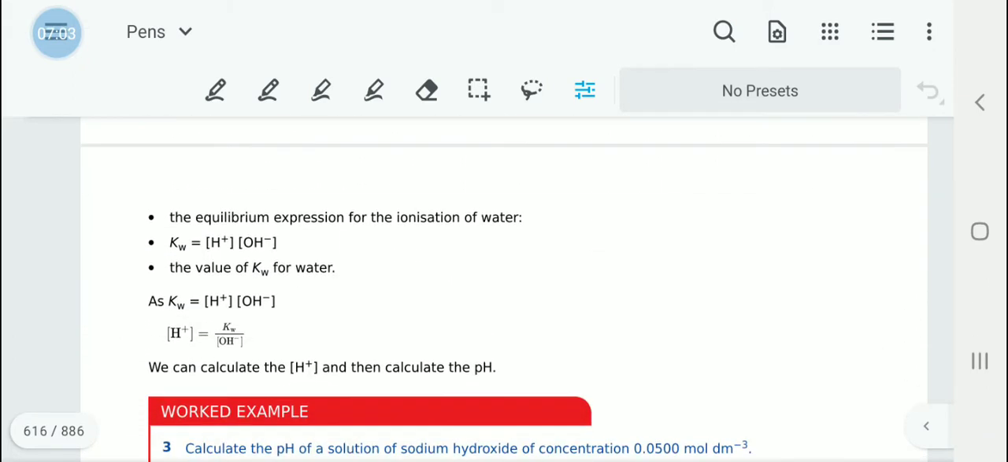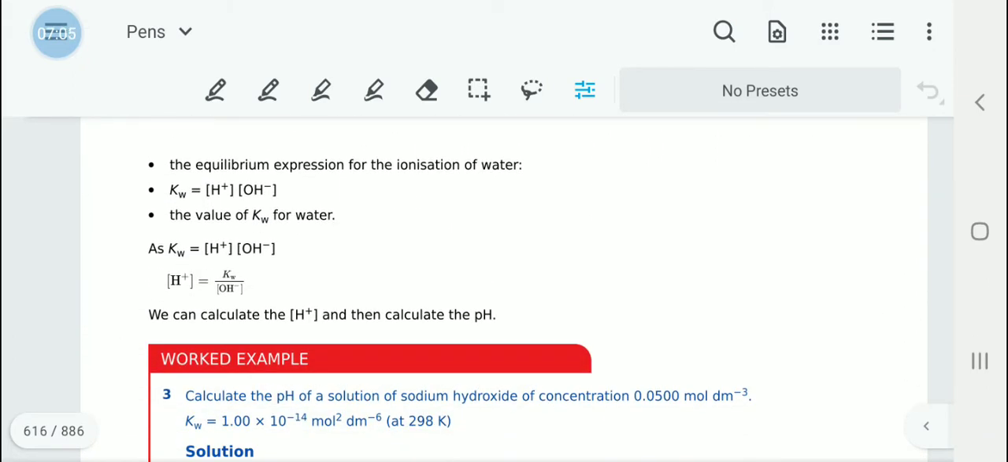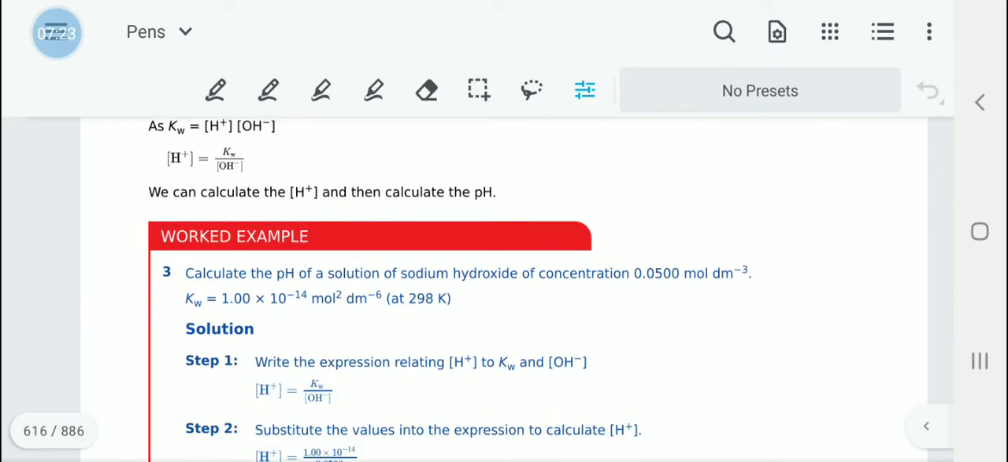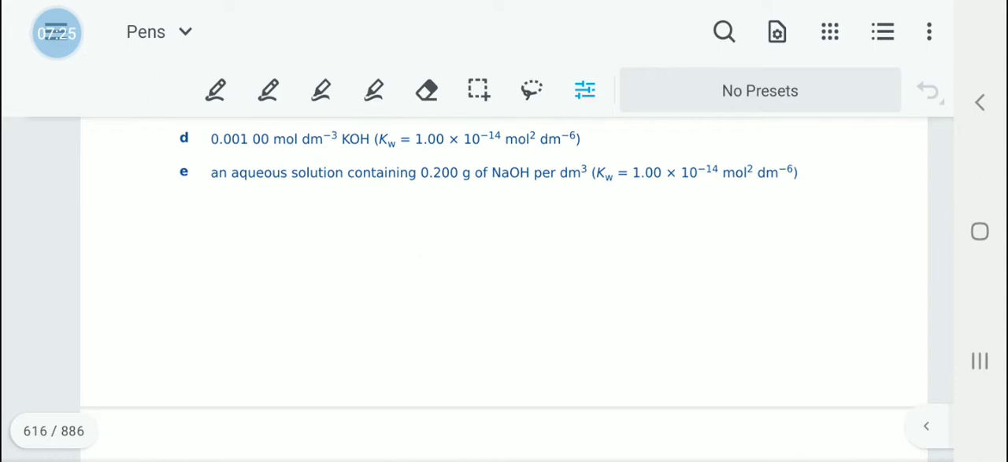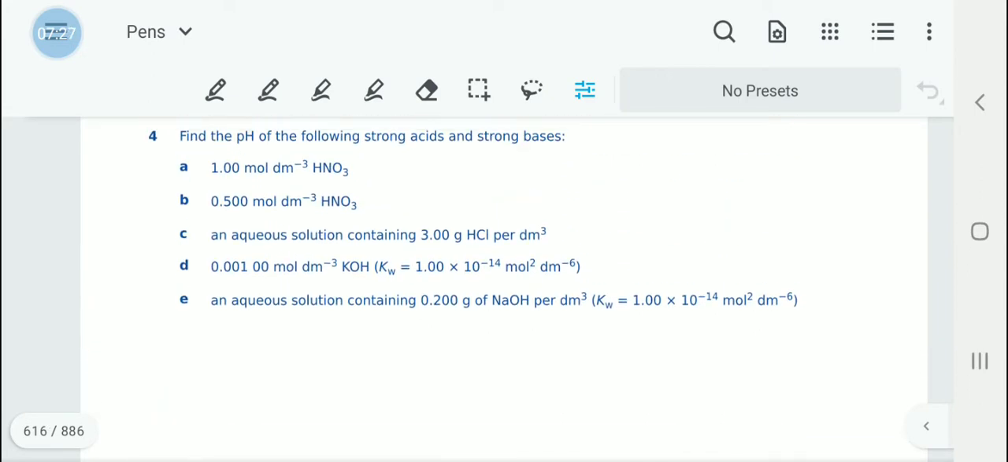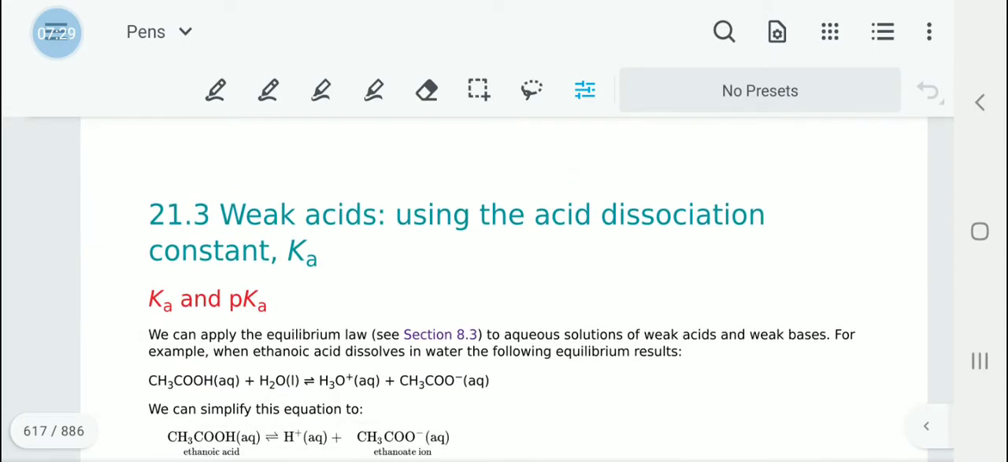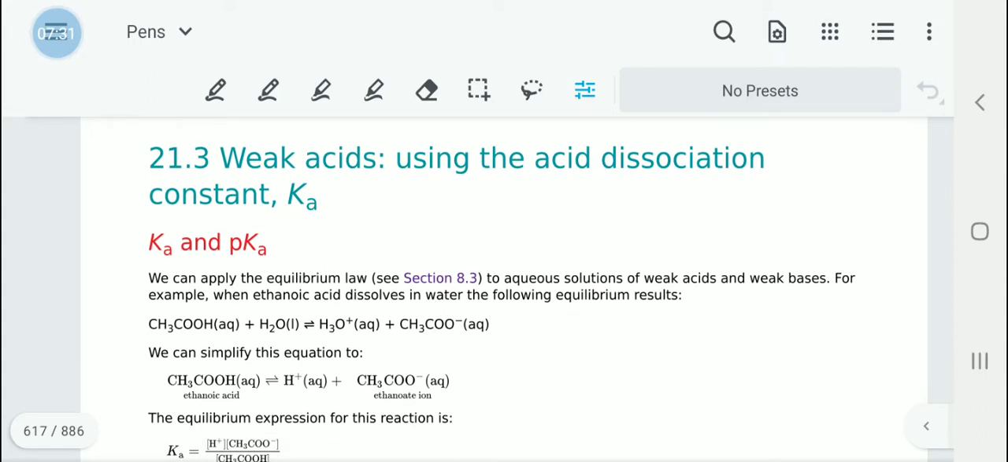We use the equation H plus ion concentration is equal to Kw upon OH minus ion concentration, to find the H plus ion concentration, and from that we use the H plus ion concentration to calculate the pH. If you understood, please do question number 4. If you did not understand, please ask questions.